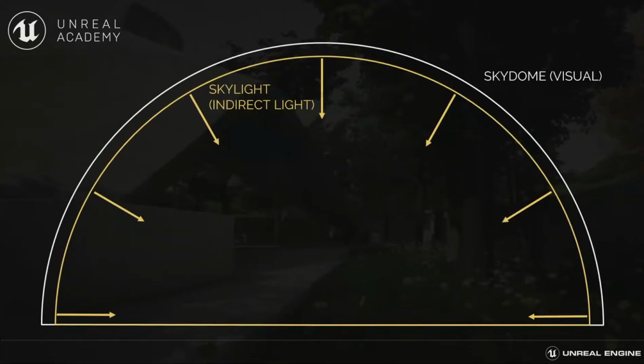The second one is the skylight, which is an indirect light in UE4. You can capture the scene into a cube map and make it the lighting source itself, or you can plug your own captured cube map into the skylight to make your indirect light.